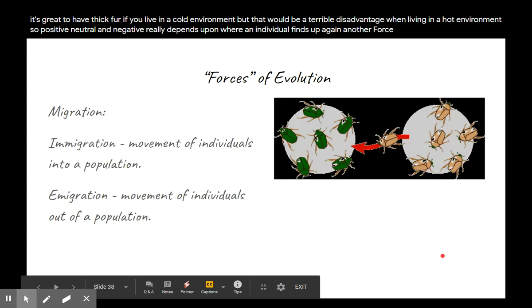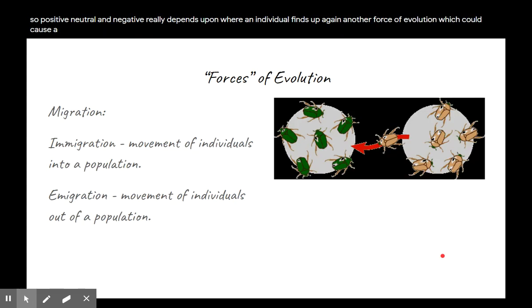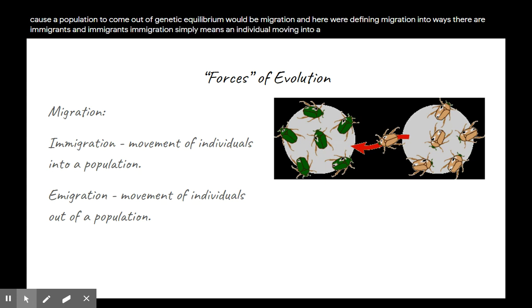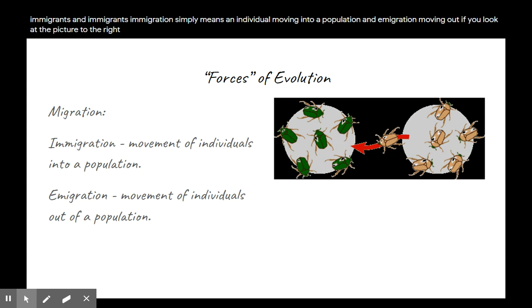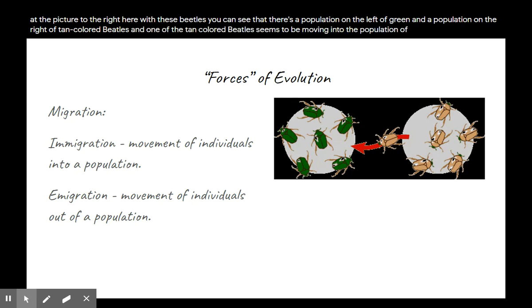Another force of evolution, which could cause a population to come out of genetic equilibrium, would be migration. And here we're defining migration in two ways. There are immigrants and emigrants. Immigration simply means an individual moving into a population, and emigration moving out. If you look at the picture to the right here with these beetles, you can see that there's a population on the left of green and a population on the right of tan-colored beetles. And one of the tan-colored beetles seems to be moving into the population of green.